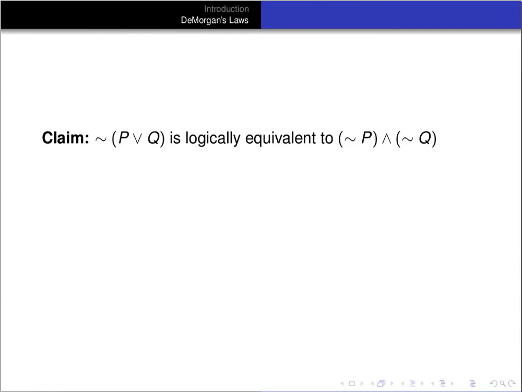Okay, what about the other claim that the negation of P or Q is logically equivalent to not P and not Q?